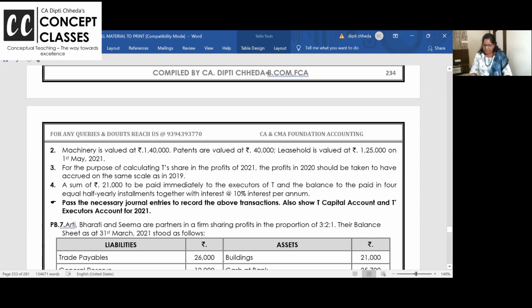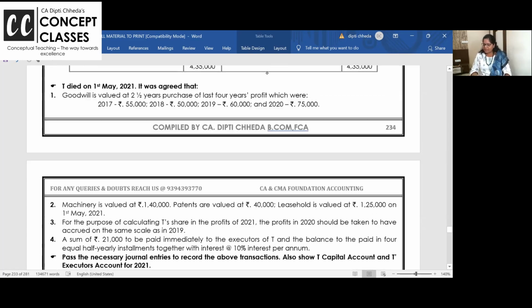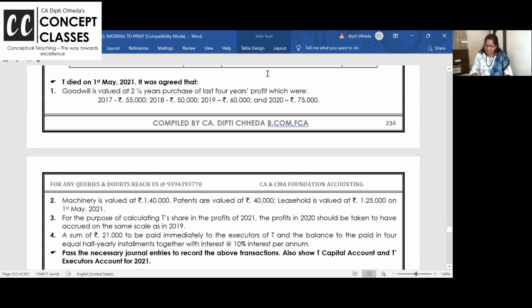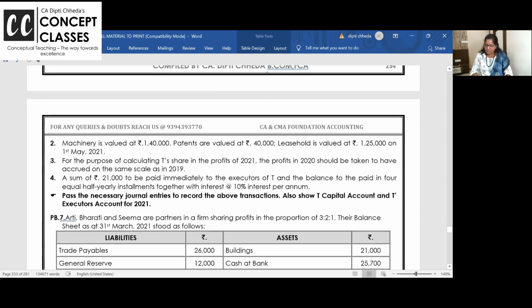Yes. Goodwill is valued and machinery is valued, and for the purpose of calculating T's share, a sum of 21,000 to be paid immediately. Pass the necessary journal entries. Also, are you all getting? Goodwill calculate करना आता है, machinery और ये revaluation है. For the purpose of calculating T's share, take last year's share in the profit and 21,000 pay his executors immediately, remaining in 4 installments with interest.